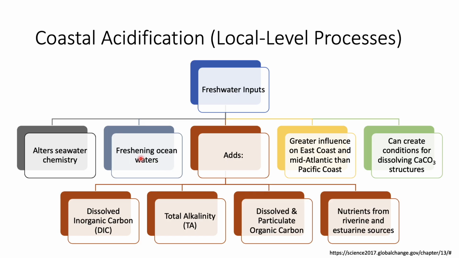This also causes freshening of the ocean, that means a lot of pure water entering the ocean. And this adds dissolved inorganic carbon, total alkalinity, dissolved and particulate organic carbon, and nutrients from riverine and estuarine sources. So all these things are added when the fresh water enters the ocean. There is a greater influence on the East Coast and the mid-Atlantic than the Pacific Coast, especially in the Arctic region. And this creates a condition for dissolving calcium carbonate structures. So the major thing is that the change of pH, that is the acidification of the ocean, leads to dissolution of calcium carbonate structures.